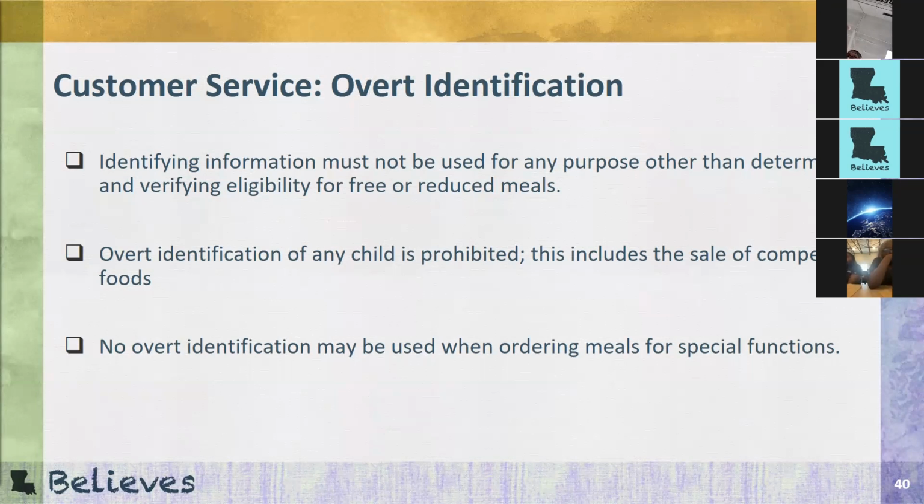Identifying information must not be used for any purpose other than determining and verifying eligibility for free or reduced meals. Overt identification should be considered in different situations beyond the application process. This includes at the point of service where other students may see eligibility statuses on the cashier computer screen, or for example, when special functions take place that require alternate meal pattern service types, such as field trips and class parties. In these instances, no overt identification of meal status should occur.